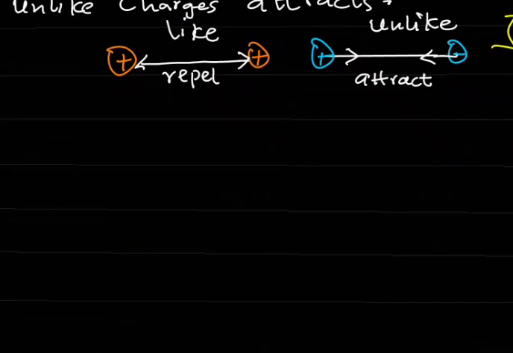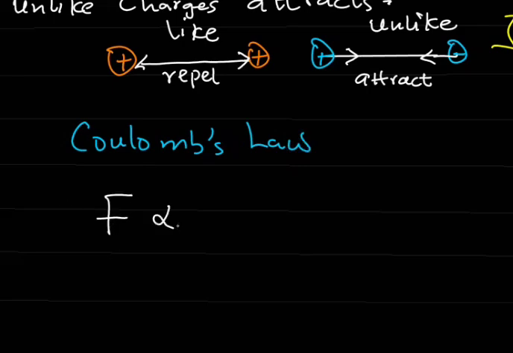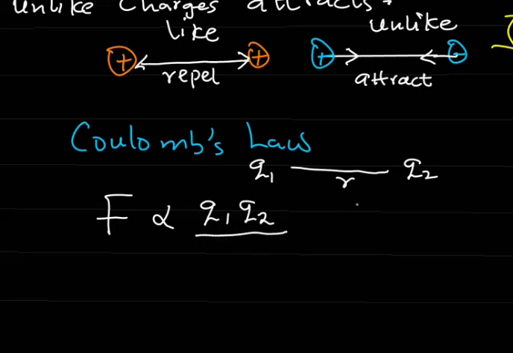Now let's look at another law of electrostatics. This law is known as the inverse square law, which is Coulomb's law. According to Coulomb's law, the force of attraction or repulsion between two charges q1 and q2 separated by a distance r is directly proportional to the product of the charges, q1 times q2, and inversely proportional to the square of the distance apart, r square.